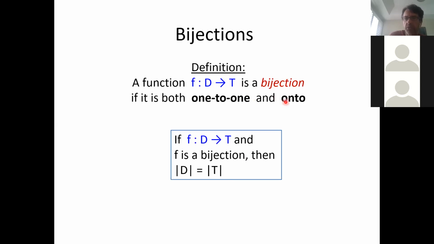Why do I know this? Because it's onto, so everybody in this set is mapped by something. And is it unique? Yes, by the one-to-one property. So every y is mapped by a unique element x. That's how you define an inverse of the function. An inverse of the function is a function from T to D such that the value of the inverse on an element in T is the unique element in D which f maps to it.